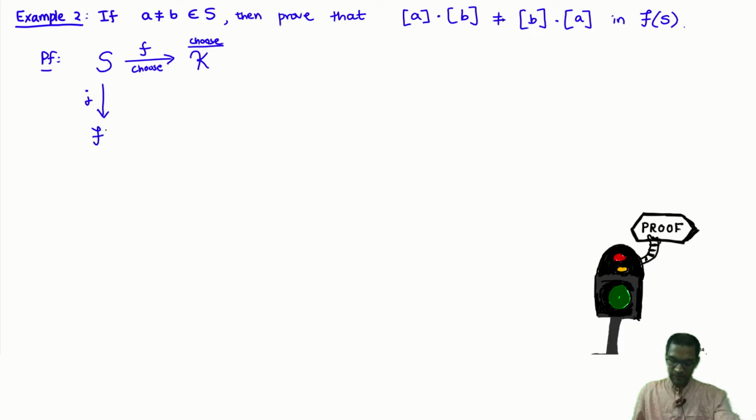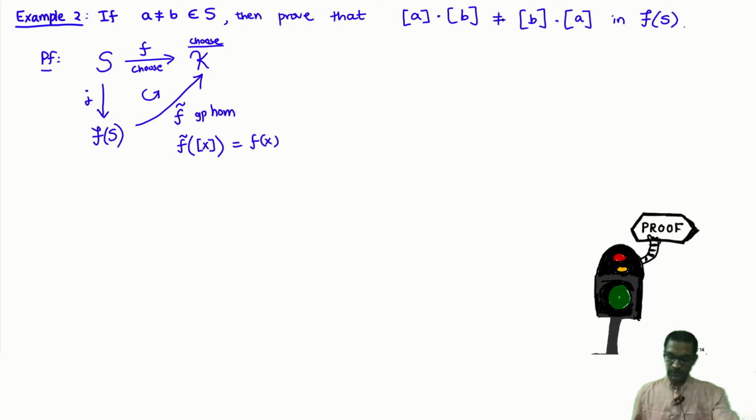So you choose these two things, K and F, and having done that, what the universal property says is, I have a map from the free group to K. It's a group homomorphism. And further, F tilde is related to F in the following way: F tilde of J of X is just F of X. In other words, the diagram commutes, right? So this diagram commutes. That was what the universal property said. And there is a uniqueness as well, which we won't really need in this example.